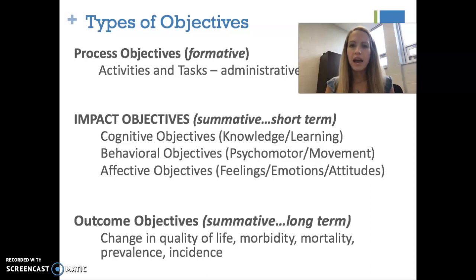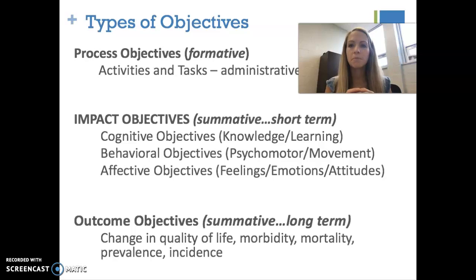All right, everyone, we are back and we are going to break down objectives because there are different types. So let's first talk about process objectives. This is a type of formative evaluation, and you'll remember that we have talked about this term previously. Formative evaluation is done during the program or through the process of the program, right? And this is looking at the different activities or tasks and some of the administrative focus of the program. So hang with me as we go through these because I have some examples coming up.